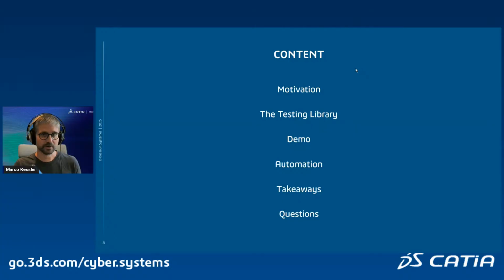Let's have a quick look at the content of today. First, we'll talk a little bit about the motivation for building test cases. So what's the reason why we want to do that? Next is the testing library. We will have a look at the basic working principles of this library. Then we will switch to the demo section and build multiple test cases together. After that, we will automate the test execution. And finally, we will summarize everything in the takeaway section. And after that, you'll have time for questions.